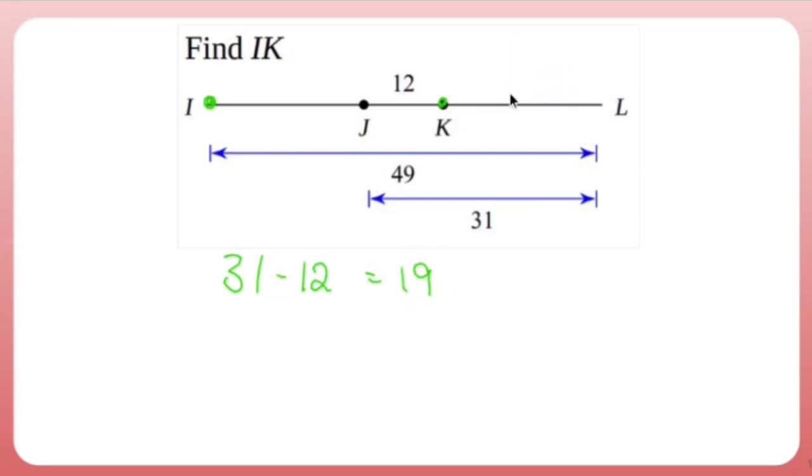Now you might be thinking, that's not going to help me because I need IK, not KL. I know, but I'm working towards something here. What I also know is IL, the whole thing, is 49. I know that JK and KL add up to make 31. So if I wanted to find out what IJ was, I could do 49 minus 31, which is 18.